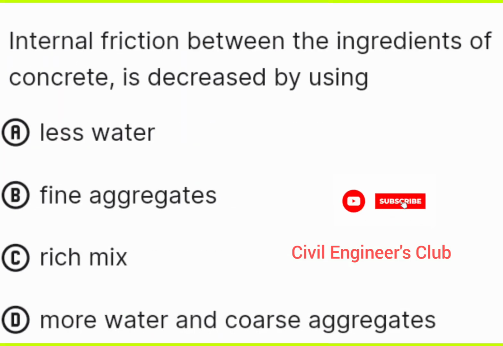Next question: internal friction between the ingredients of concrete is decreased by using option A, less water; option B, fine aggregates; option C, rich mix; option D, more water and coarse aggregates. Here the correct answer is option D, more water and coarse aggregates. Internal friction between the ingredients of concrete is decreased by using more water and coarse aggregates.